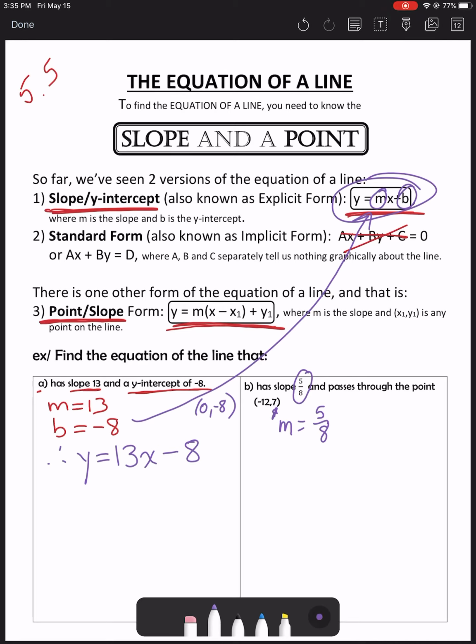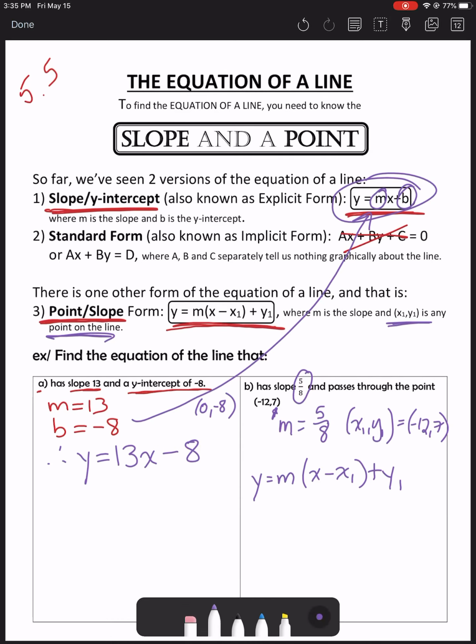y-axis. But what I can do is say, all right, well, x1, y1 is any point on the line. So x1, y1 equals -12, 7. So if I go to the formula, y equals 5/8 x minus x1 plus y1. Let's just write down the formula first before we actually substitute.